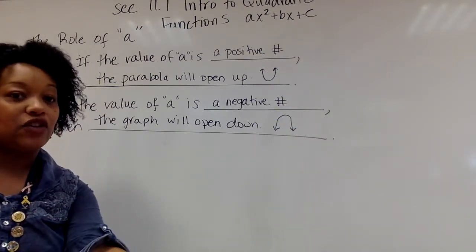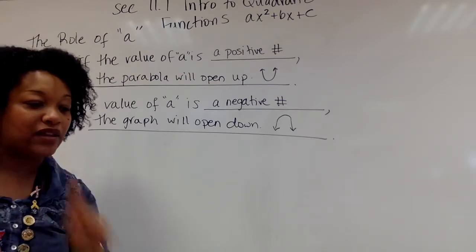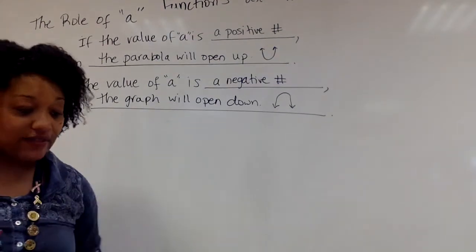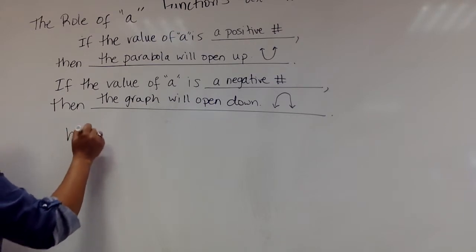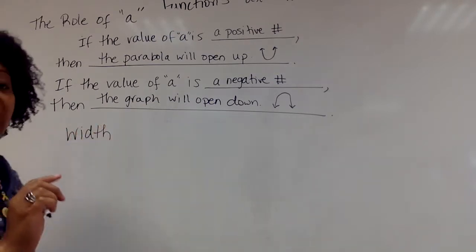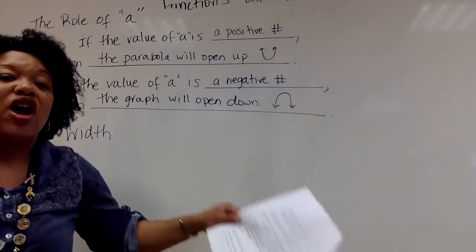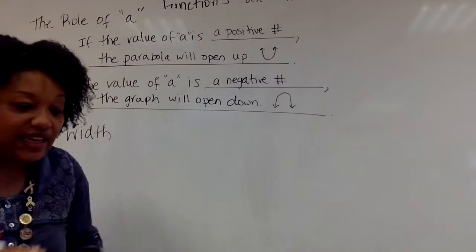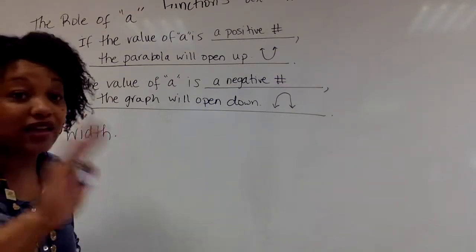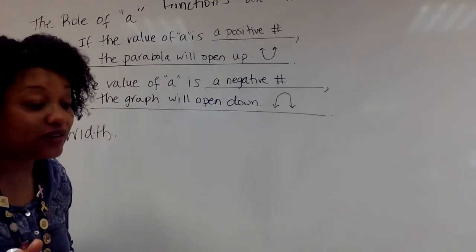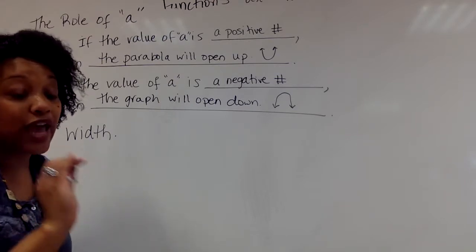A also does something else. Look at the sentence under your box there. A also handles one more responsibility. Okay, so write this down. The value of A also affects the width. This is what you put in that blank. The value of A also affects the width, how wide your parabola is, or how narrow, how skinny it is. So here's how you know, just by looking at the number. Now we're not talking about if it's positive or negative. We're looking just at the number. That's why you see the term absolute value.